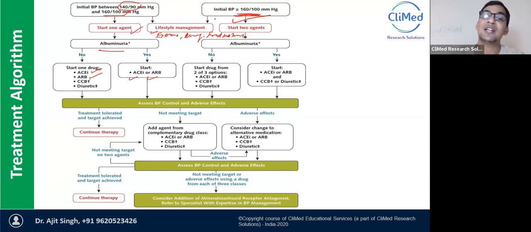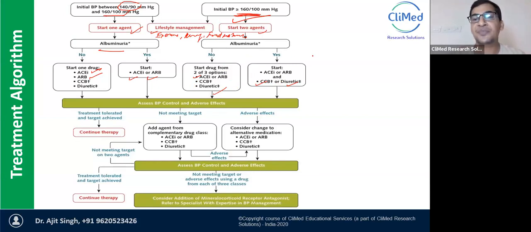then definitely lifestyle management along with two agents, like maybe ACE inhibitors or ARB. Along with that, if there is albuminuria, you can consider CCBs or diuretics, or if there is no albuminuria also, you can consider CCB or diuretics. So the first choice of the drug is ACE inhibitors and ARB.